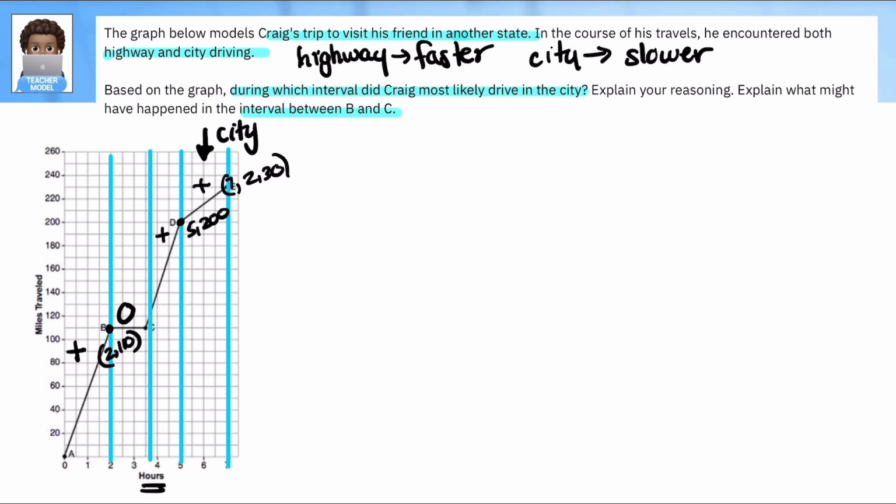And my guess would be, here he would be on the highway. Here he wasn't going anywhere at all, so maybe he got out of his car. And he's on the highway again, because he's going pretty fast. And then here is when he got to the city. That would be my guess. So let's put that into words.